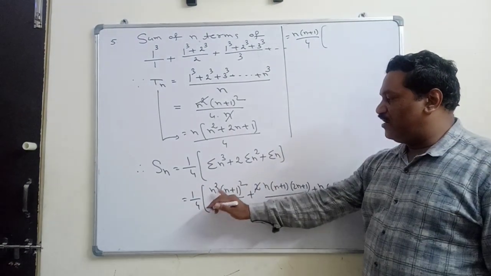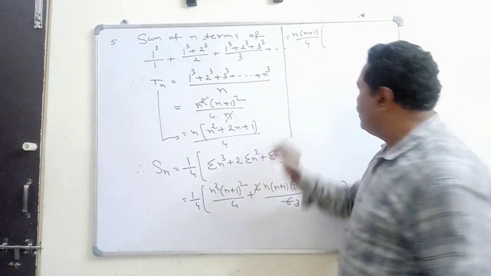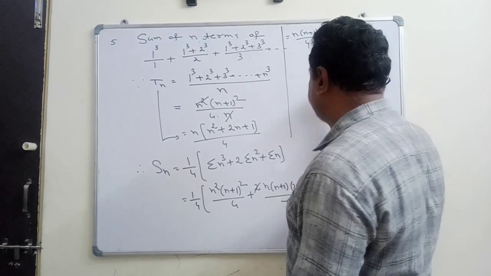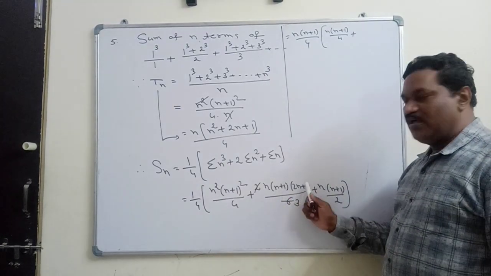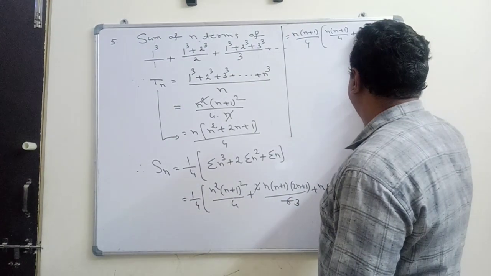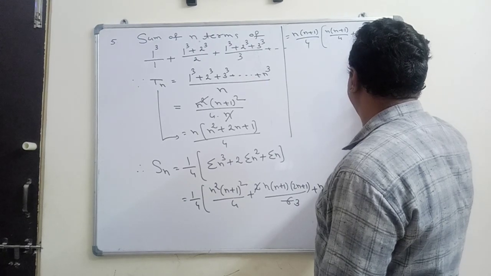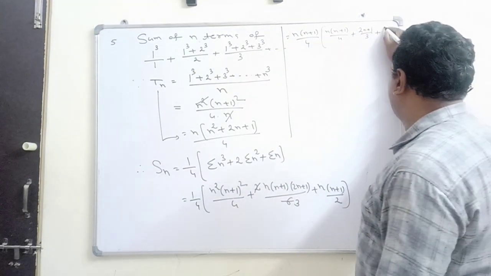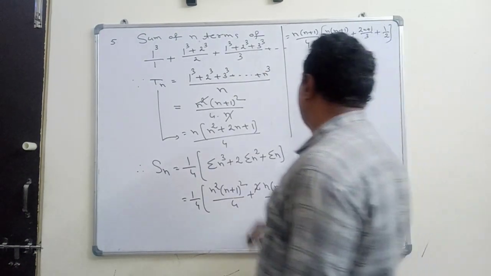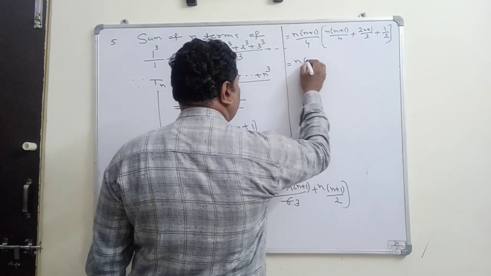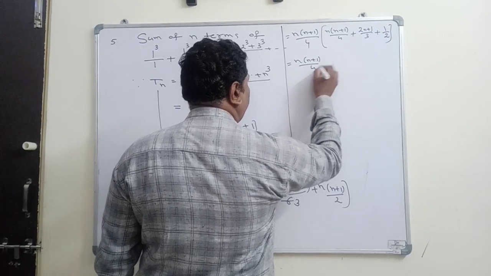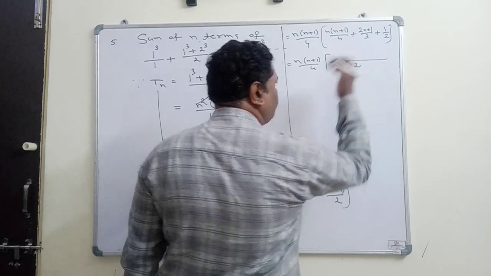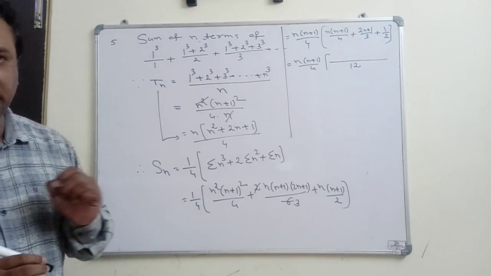So if you take n into (n plus 1) as the common, remaining here is n into (n plus 1) by 4, plus, if you take n into (n plus 1) common, remaining is (2n plus 1) by 3, plus, here n into (n plus 1), if you take the common, remaining is 1 by 2. Now it is n into (n plus 1) by 4 into, here for 4, 3, 2 the LCM is 12.